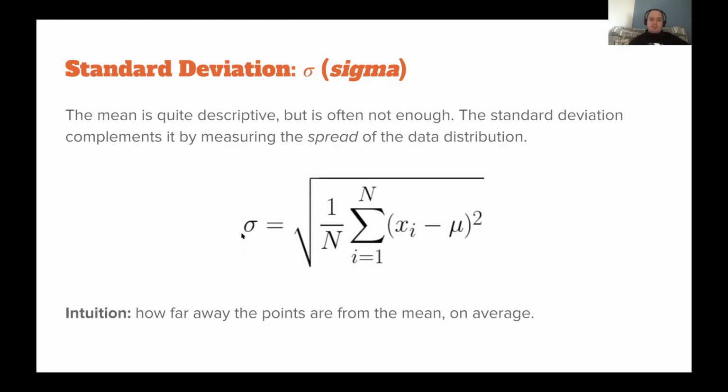The intuition, as I put it here, is how far away the points are from the mean on average. So, okay, I have a mean, right? And I give you my mean, but at the same time, I measure how far away on average all the values of my set are from the mean. So if the standard deviation is very small, then that means that in general, the data points are not too far away from the mean, right? They stay close to the mean.